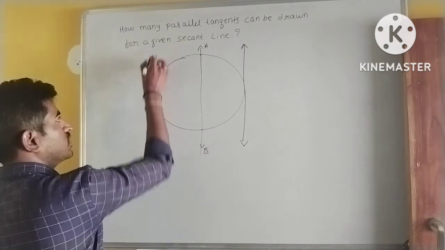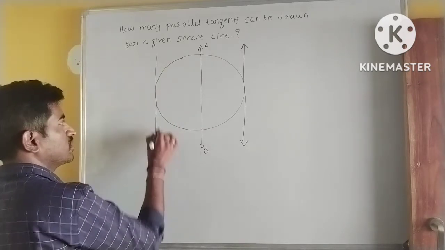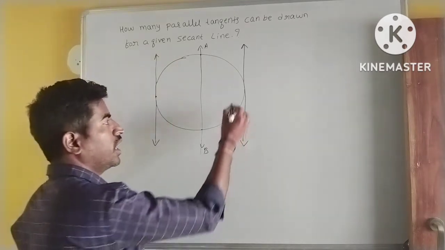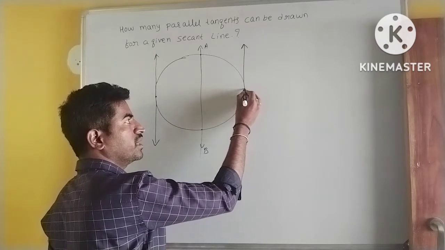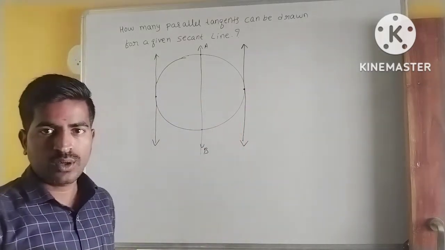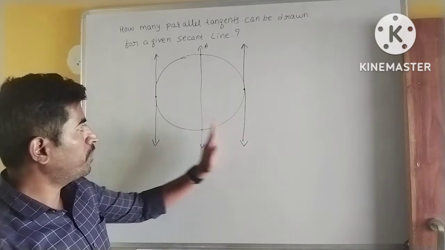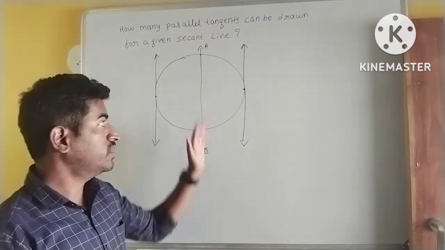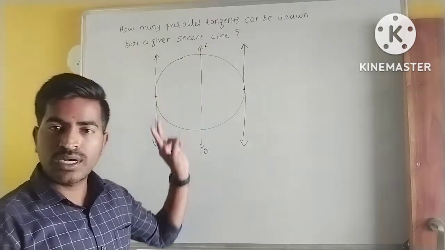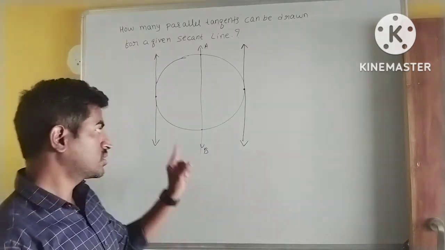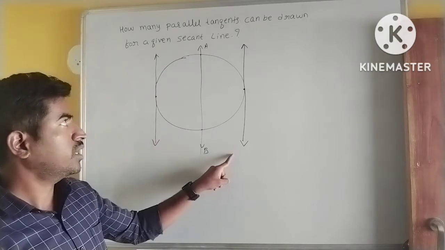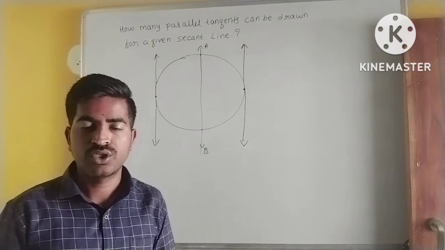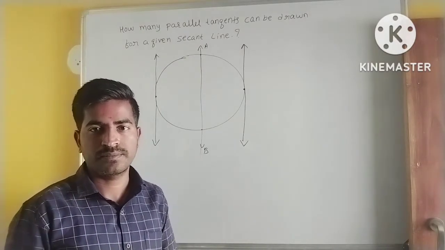So I can draw in this way. This is also a tangent which is meeting the circle at only one point, and this is also a tangent which is meeting at one point. So here only two parallel tangents we can draw for a given secant line. Only two tangents are possible. That is called parallel tangents. How many parallel tangents are possible for a given secant line? Only two is the correct answer.